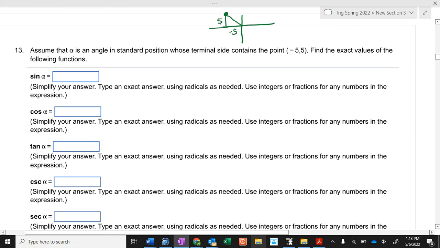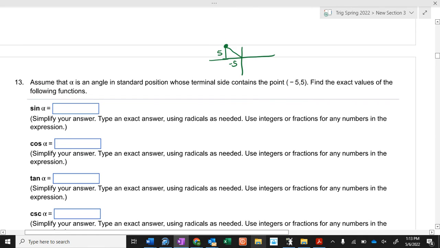What's -5 squared plus 5 squared? 50. Because it's 25 plus 25, which is 50. And if we take the square root of that, the square root of 50 is the square root of 25 times the square root of 2, or 5 square root of 2. That's the hypotenuse of that triangle. It's a 45, 45, 90 triangle. Okay? So, how do we find the sine?